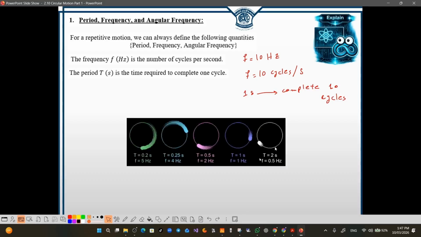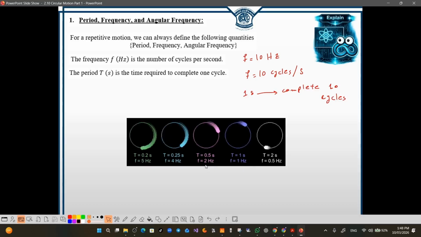Now, for example, here, the object needs 2 seconds to complete one full circle, and the frequency will be half a cycle per second. Here, the object needs less time to complete one cycle, which is 1 second. So every 1 second, the object will complete one cycle, and the frequency will be 1 hertz.